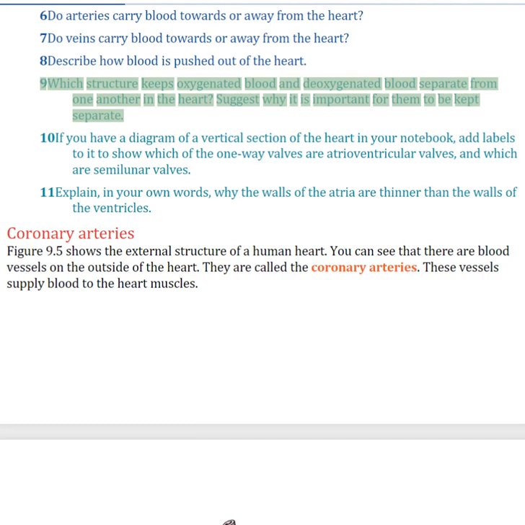9. Which structure keeps oxygenated blood and deoxygenated blood separate from one another in the heart? Suggest why it is important for them to be kept separate.